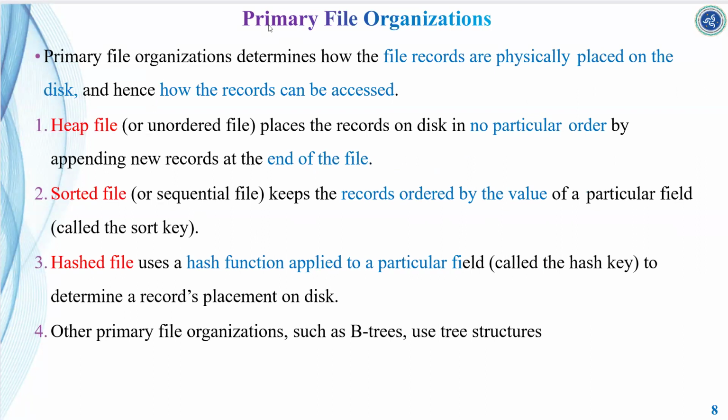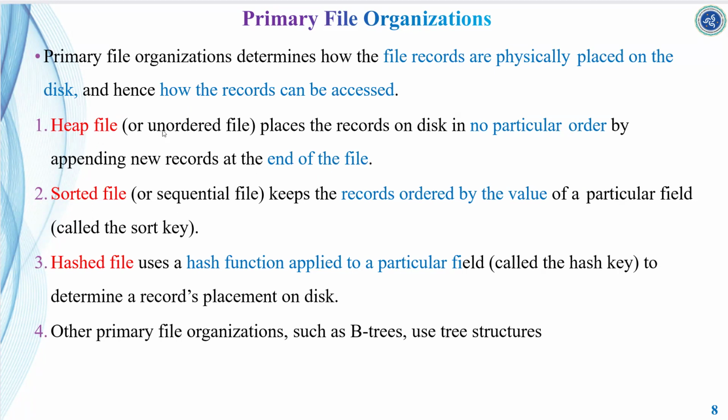So these are the primary file organizations. The first is how these physical file records are placed on the disk. These are some of the access methods. The first one is the heap file.